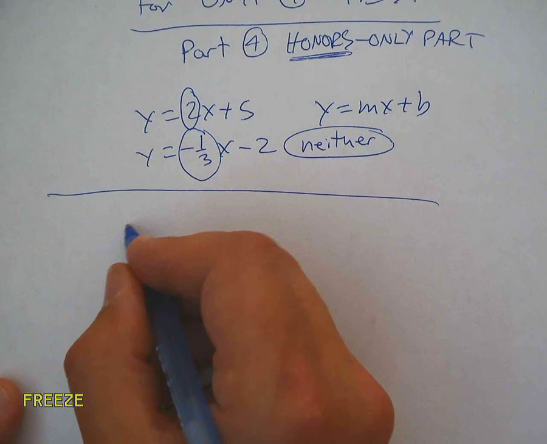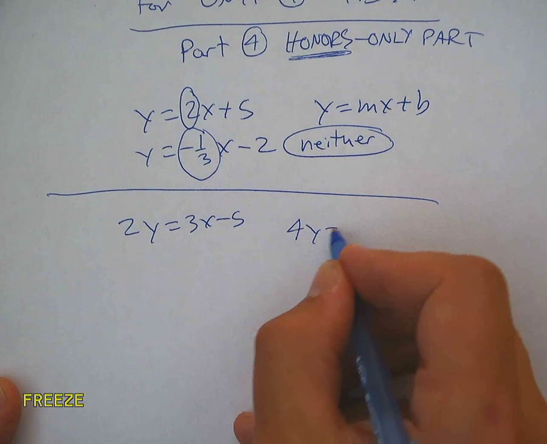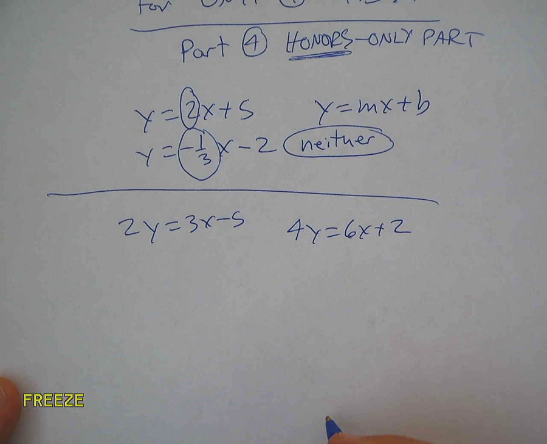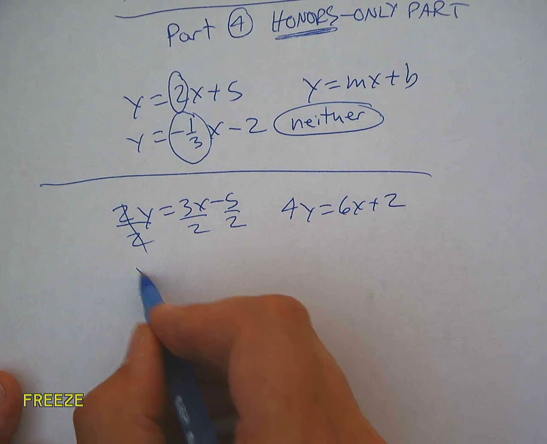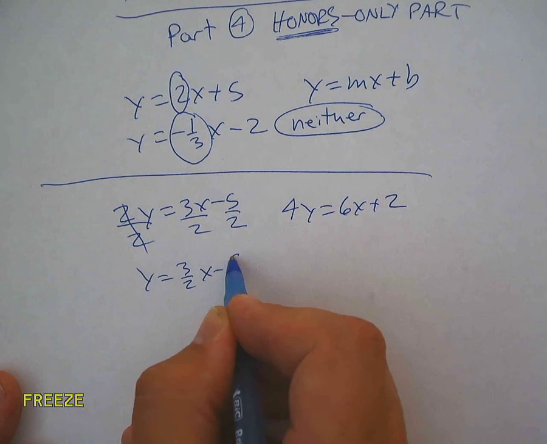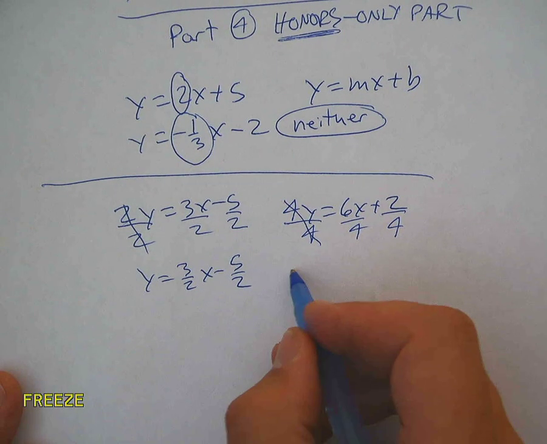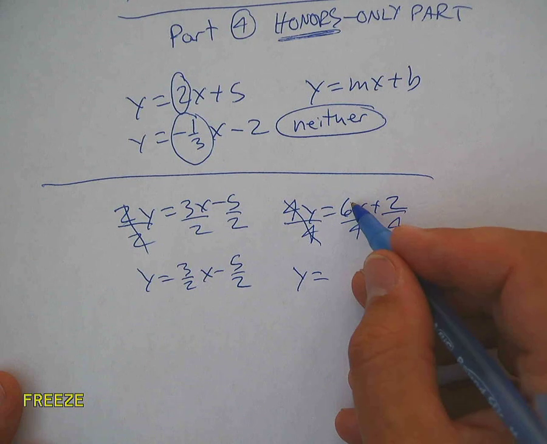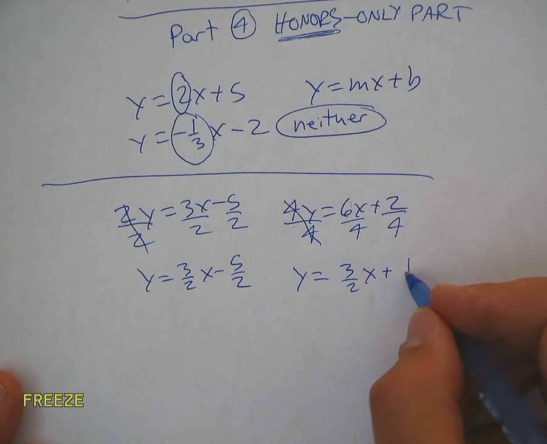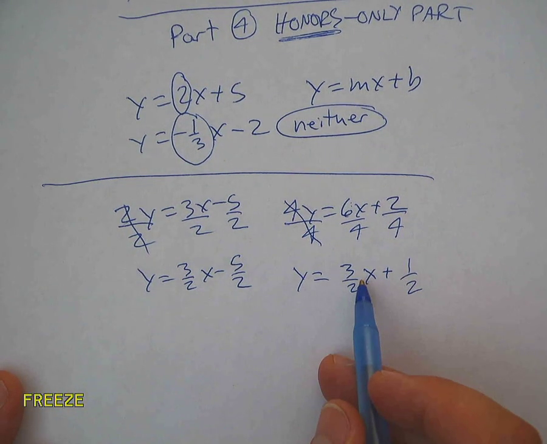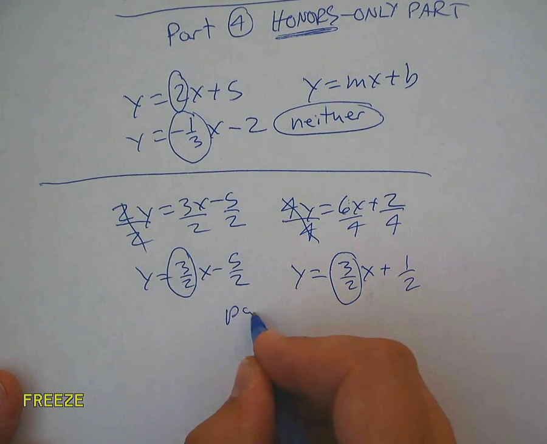Next 2 equations. If we have 2y equals 3x minus 5 and 4y equals 6x plus 2. First thing I have to do is solve for y. So I divide these all by 2. I'm left with y equals 3/2 x minus 5/2. This one I have to divide them all by 4. So I'm left with y equals, I have to reduce this. 6/4 reduces to 3/2 x plus this becomes 1/2. Now that I'm in y equals mx plus b form, I look at the slopes. You see they are the same, so these are parallel.